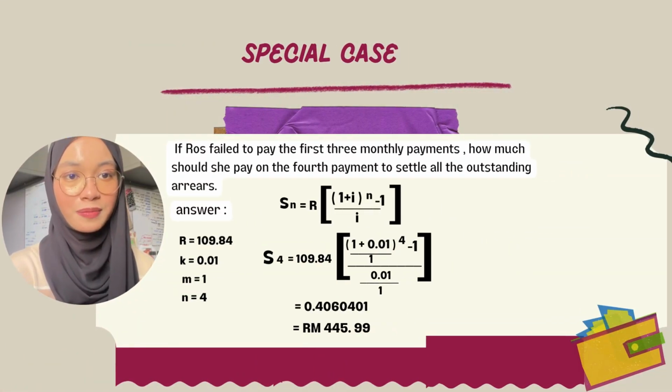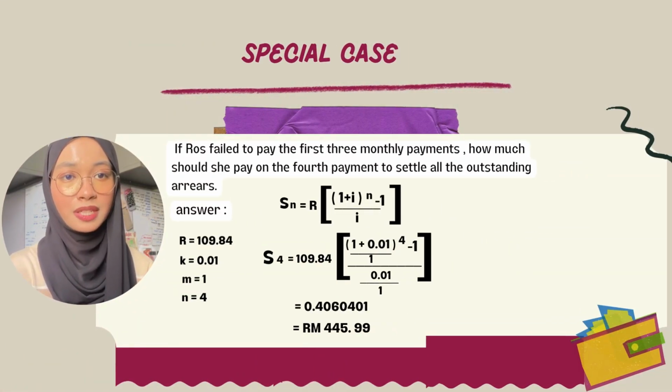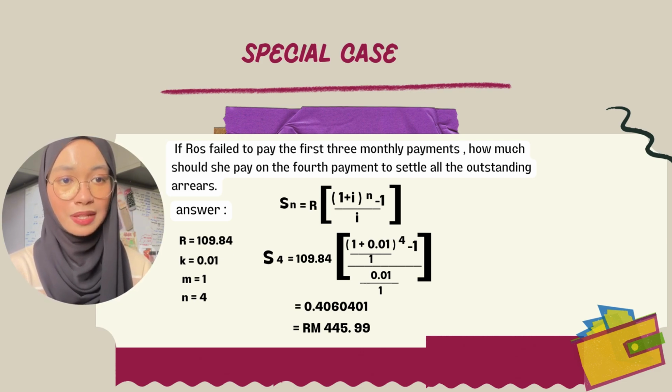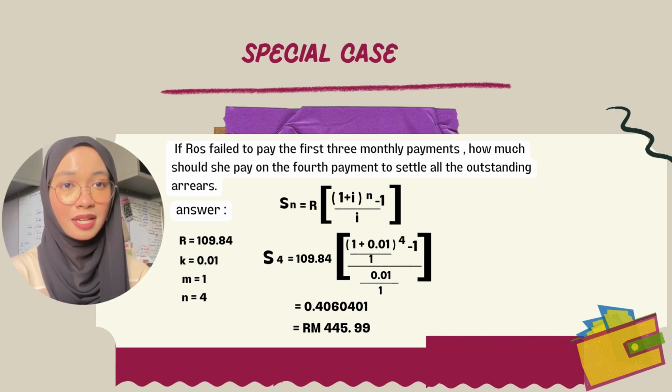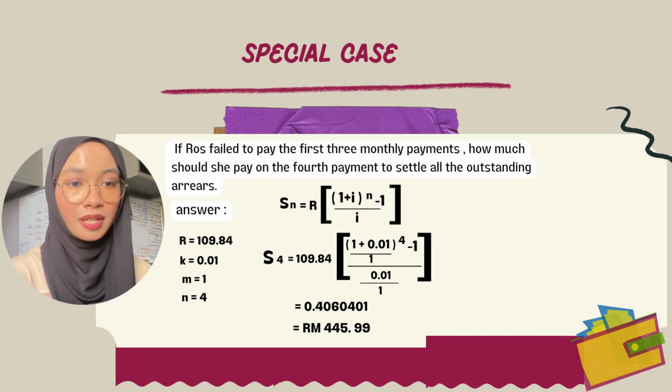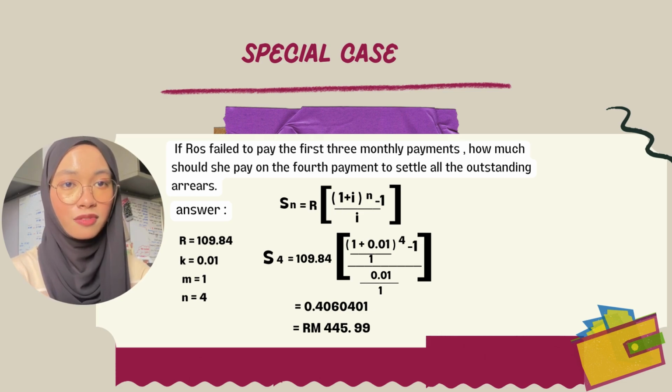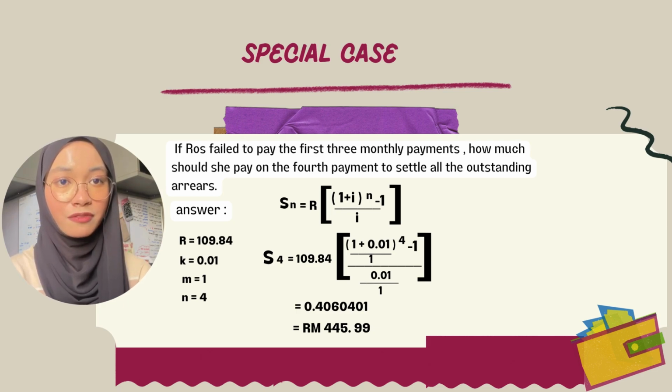The example question of mispayment. If Rose failed to pay the first 3 monthly payments, how much should she pay on the 4th payment to settle all the outstanding arrears? So how to find it? You can use S_n equal to R multiplied by ((1 plus i) to the power of n minus 1) divided by i. So S_4 equal to 109.84 multiplied by ((1 plus 0.01 divided by 1) to the power of 4 minus 1) divided by (0.01 divided by 1). So the answer is RM145.99. That's all from us.